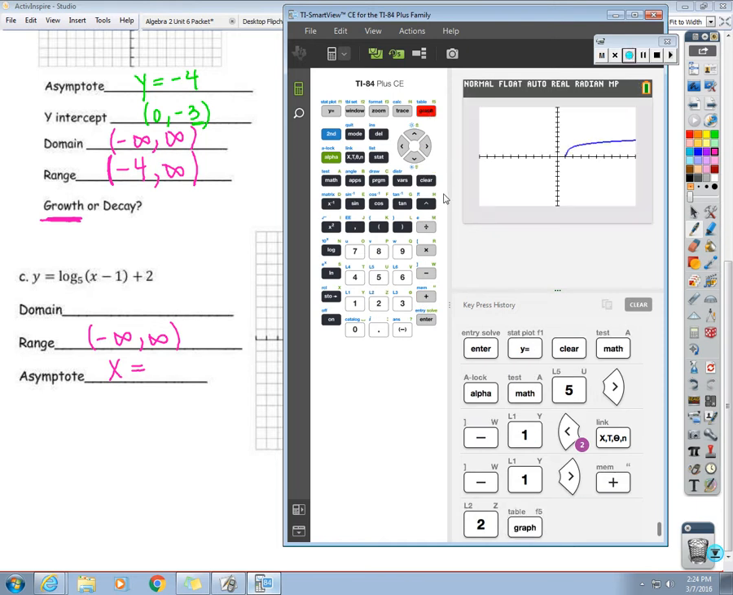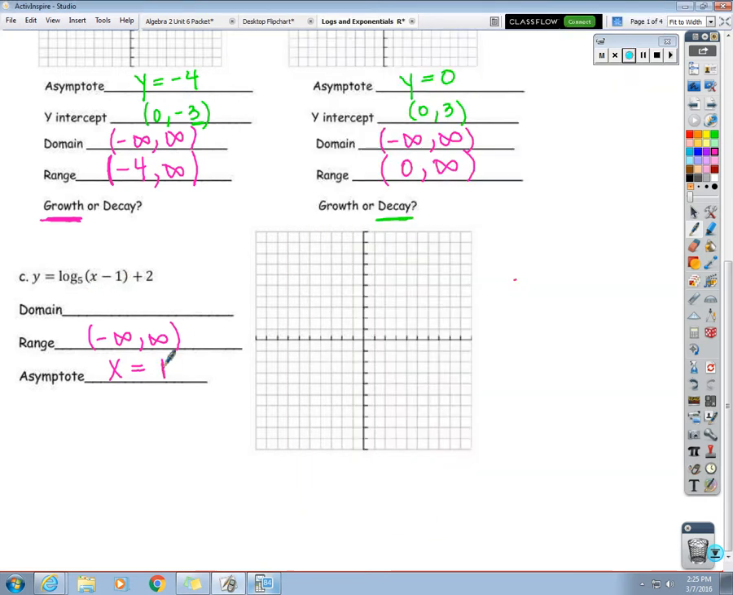Now, even though the calculator does not show it, this logarithmic function does continue to go down like this. It just doesn't show it. So, can you see where it turns at the asymptote? Where is the asymptote? Positive 1. Now, I could have looked right here, and since this is x minus 1, that lets me know that the asymptote's at positive 1. So I'm going to draw in my asymptote at x equals 1.